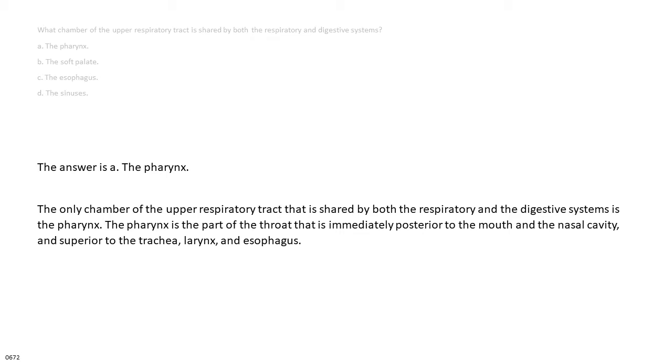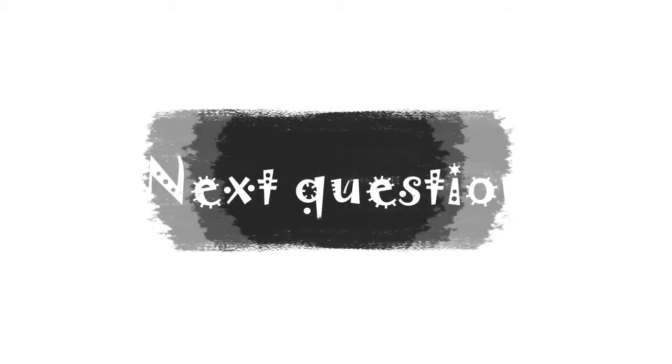The only chamber of the upper respiratory tract that is shared by both the respiratory and the digestive systems is the pharynx. The pharynx is the part of the throat that is immediately posterior to the mouth and the nasal cavity, and superior to the trachea, larynx, and esophagus.